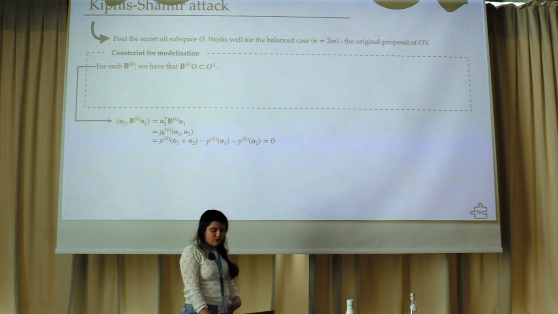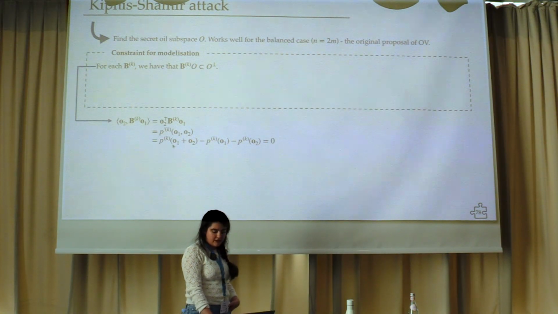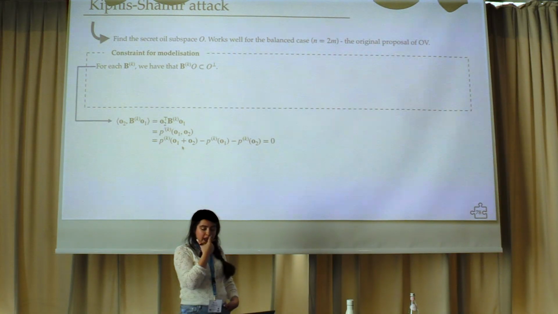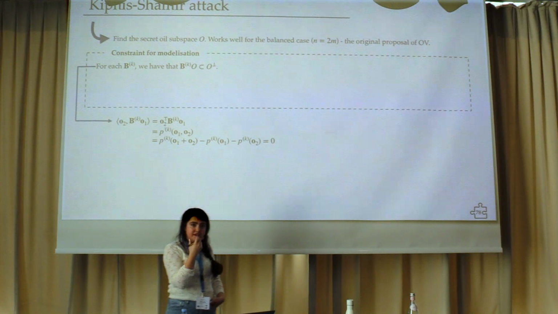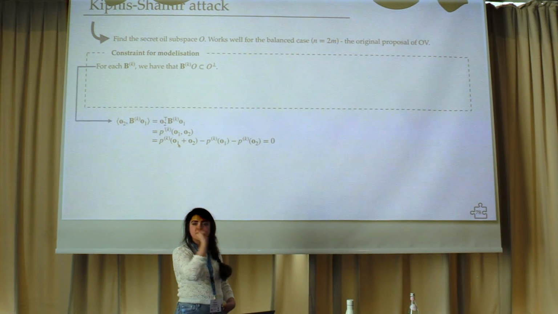So it means if you're evaluating P' in O1 and O2, and I rewrite it by the definition that I gave you of the polar form, that is equal to P of O1 plus O2 minus P of O1 minus P of O2, and we said that this is 0, right? Again, because this one is 0, you know that about the oil space. This one is also 0, but also the sum of it, P vanishes also on O1 plus O2 because of the linearity that we have.